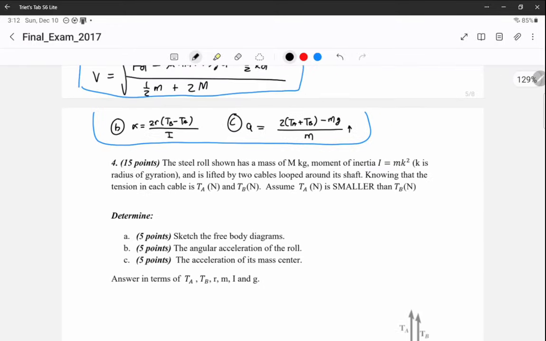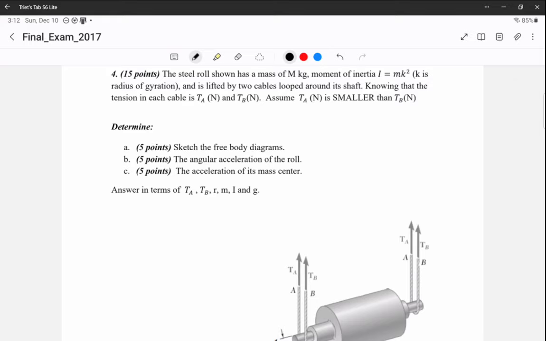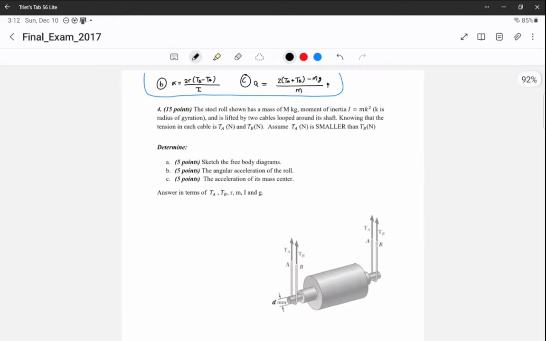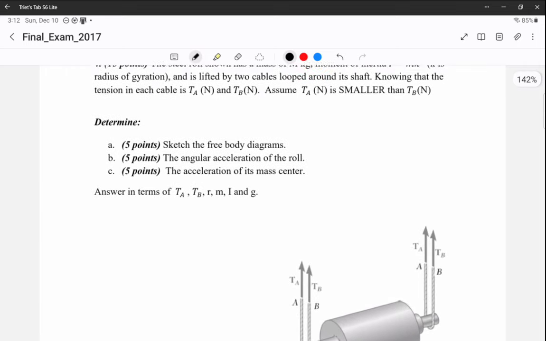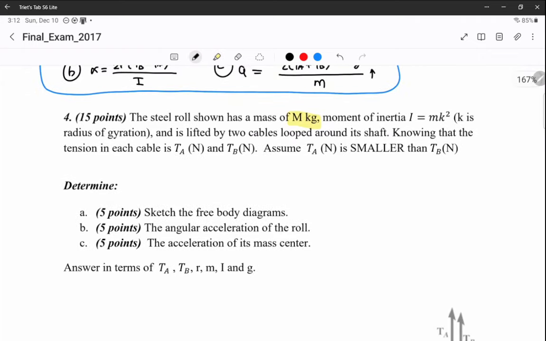Okay, last problem. Actually, not the last problem, let's do one more. In this problem, we have a steel shell of mass m kilograms. It's actually small m, I don't exactly know why the confusion on this. Trust me, small m. Moment of inertia is I equals m k squared. That's the formula for moment of inertia.